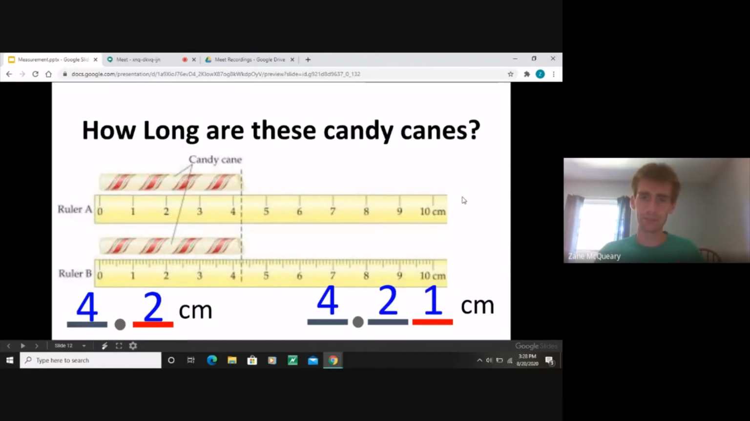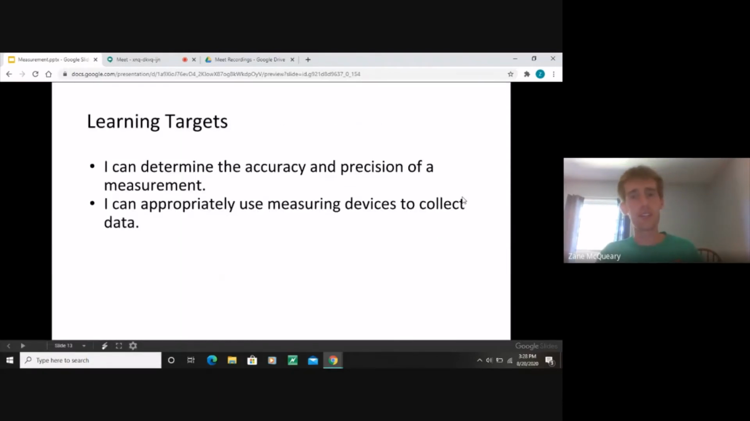All right. So the 2 learning targets we covered today were determining accuracy and precision, and then figuring out how to use our measuring devices to collect reliable data.